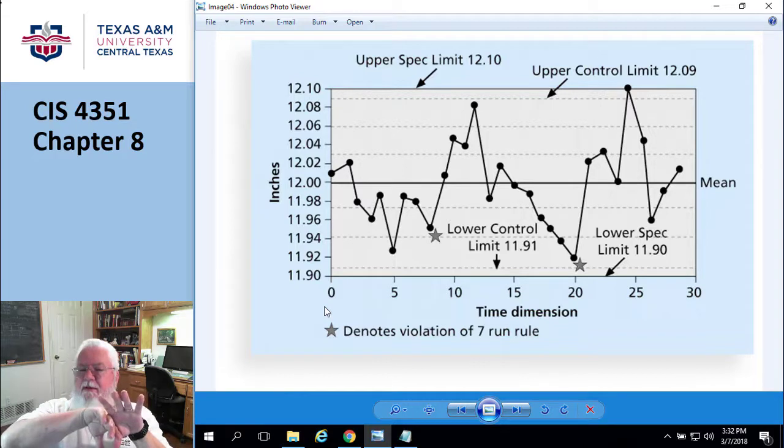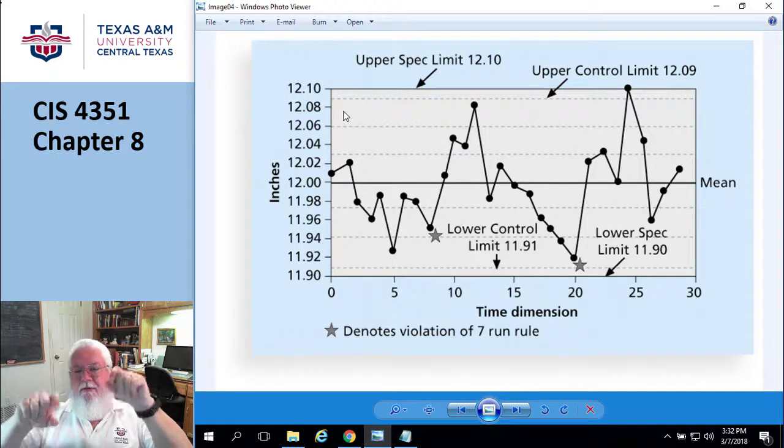So as I become better, I shrink the limits in. So after doing this thing for several months, my specs might be, instead of being plus or minus 0.1, it might be plus or minus 0.05. And so I've taken this chart and squashed it in half.